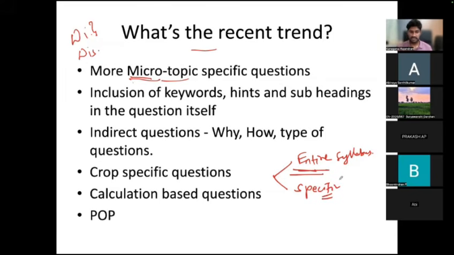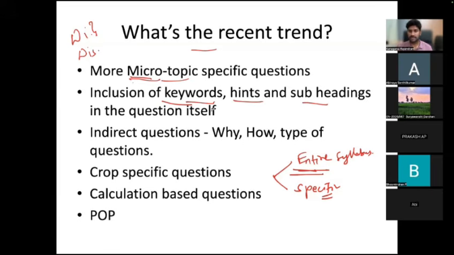So that's why, in the recent trend, one more trend in the question paper is that in some questions they are even giving the answer. So these are the major headings we are going to write. For many topics, many questions, they are literally giving the answer. So the keywords, hints, subheadings, everything is included in the question itself, right?